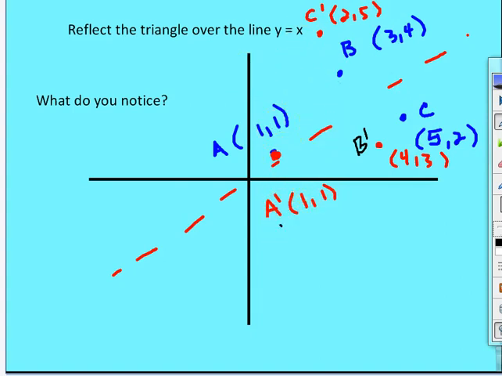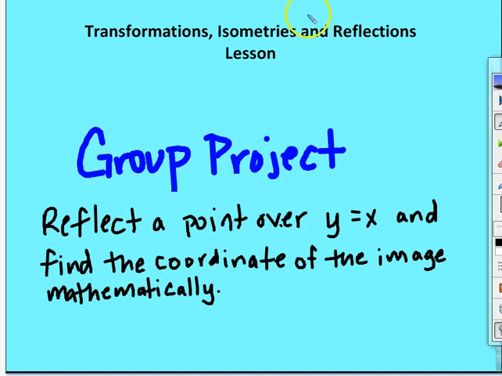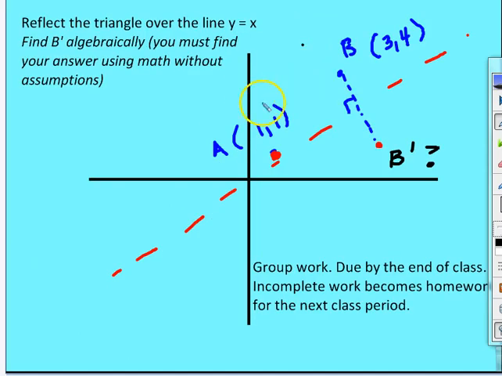All right, so what did you notice about this? Okay, so you're going to notice that (x, y), in this case, when we reflect over the line y = x, we're changing the values for x and y. So (x, y) becomes (y, x). All right, so let's go back to the group project that we talked about.